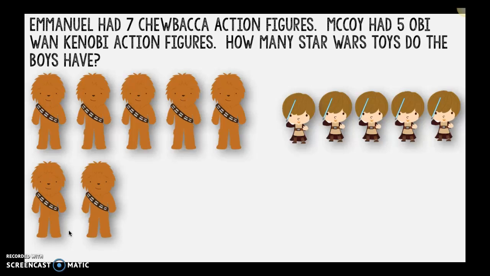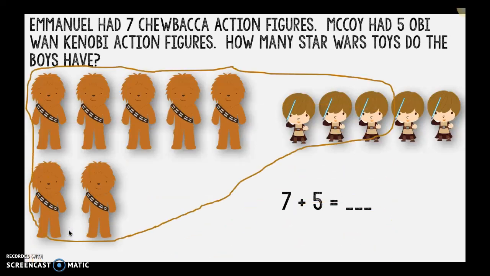All right, if I wanted to figure out how many toys the boys had, I could say 7 plus 5 equals. But I know our learning goal is trying to make us make a 10 because that helps us out a little bit. Can you go ahead and circle the 7 Chewbacca drawings and then however many more you're going to need to make a 10? All right, let me show you what I circled. I circled my 7 Chewbaccas and 3 Obi-Wan Kenobis. Is that what you did? Aha, good job. Give yourself a high five, friend.